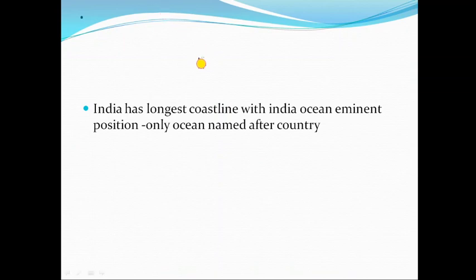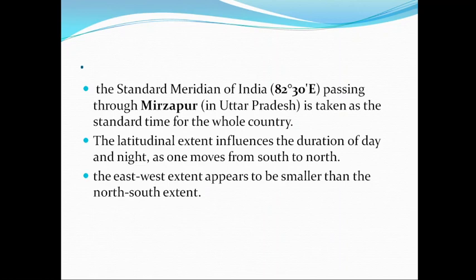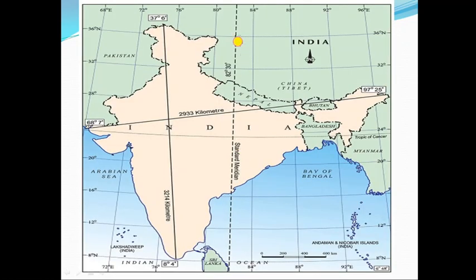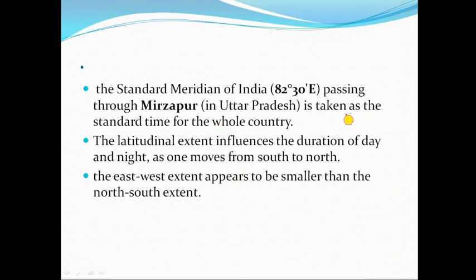India has the longest coastline along the Indian coast, and this is because of the eminent position of India in the Indian Ocean. That's why the Indian Ocean is named after India. The standard meridian of India, which is 82.5 degrees east, passes through Mirzapur, as you can see here. This is the line, the standard meridian, in Uttar Pradesh.